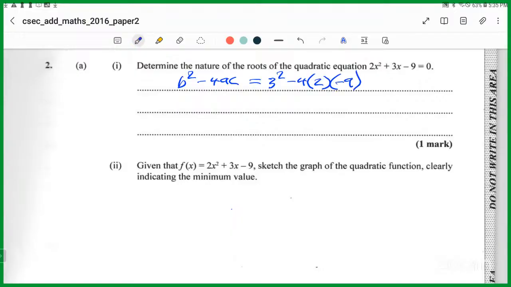I don't know if I have to work out the value now. This minus minus makes this a plus. So it's going to be greater than 0. It's going to be greater than 0. And when the discriminant is greater than 0, then roots are real and different. So I'm going to write roots are real and different or distinct. Distinct means that they are different.